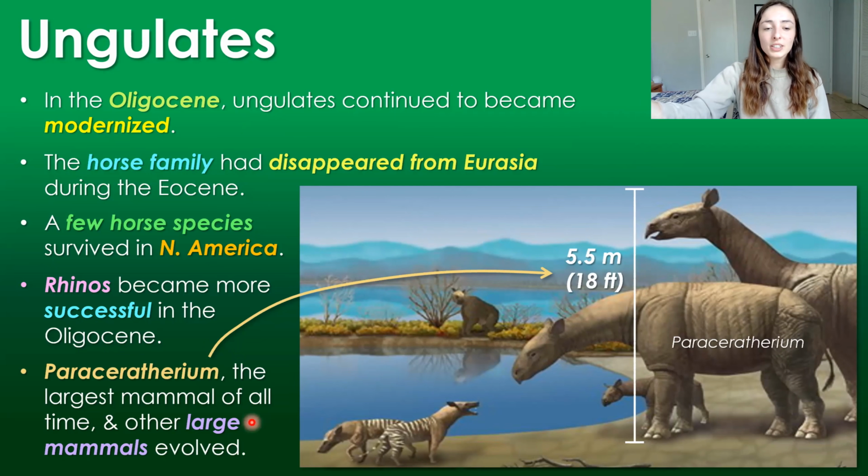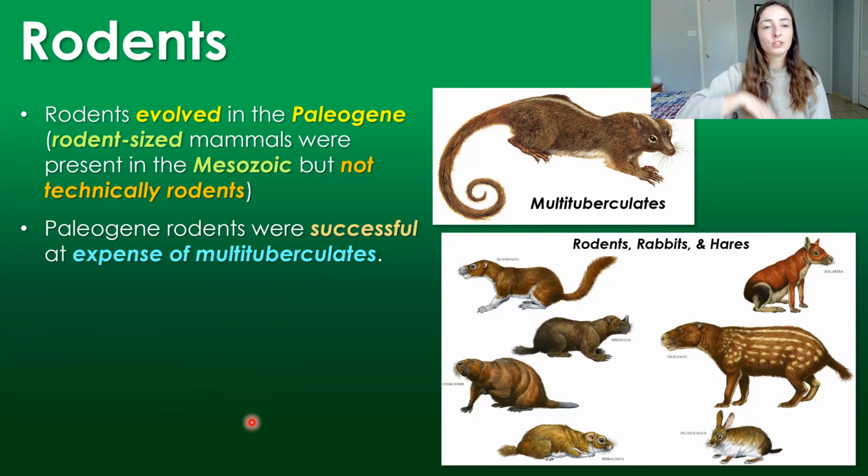And I'll get to more of the larger mammals when we get to the carnivores. But for a second, let's go to the other end of the spectrum with rodents. Rodents also evolved in the Paleogene, and you might find this weird because I did talk about rodent-sized mammals that existed before the Paleogene in the Mesozoic. But those were actually just rodent-sized mammals. They weren't actually technically rodents.